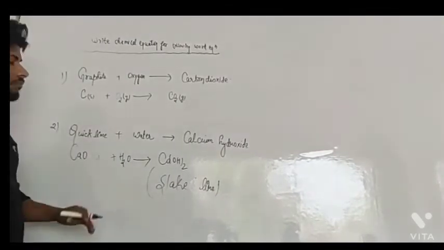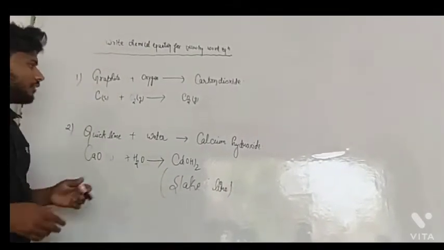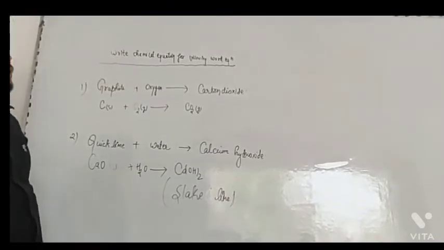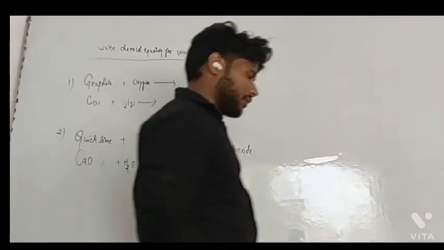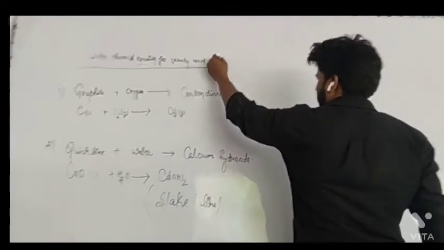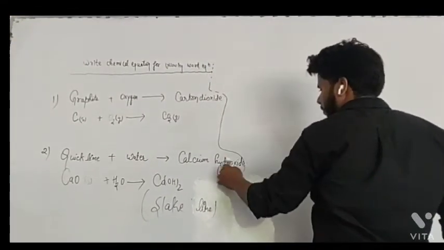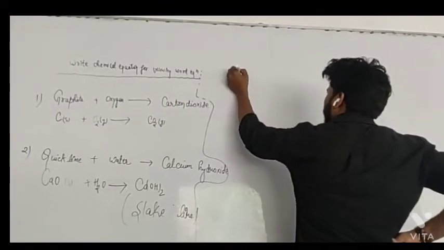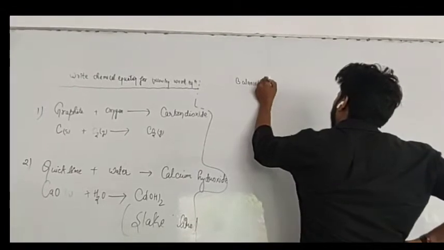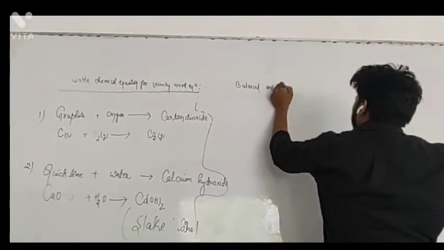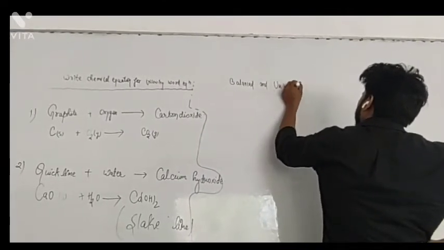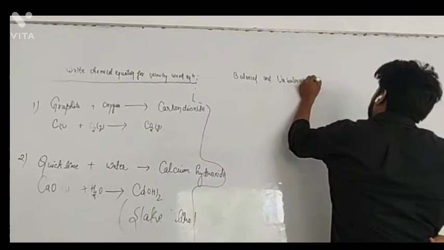So this is all that we have done in this chapter, on how to write a chemical equation for the given statement. Now we are going to study some more special topics of chemical reactions and equations, and these topics are: what is the meaning of a balanced and an unbalanced chemical equation.